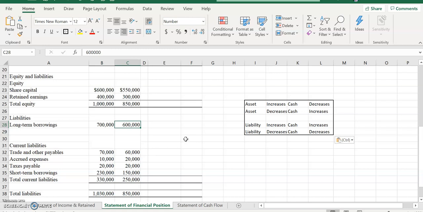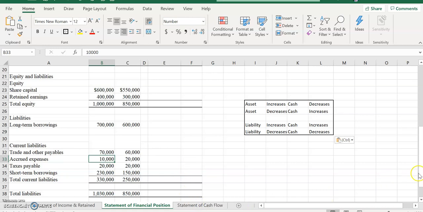Well, what did we borrow? Cash. So our cash available has increased. So if our liability goes up, our cash goes up. But if our liability goes down, such as accrued expenses here, 20,000 down to 10,000, if our liability decreases, well, we must have paid it off, so our cash decreases.